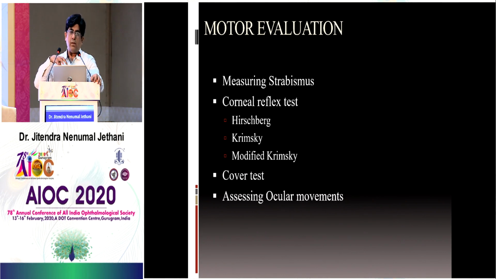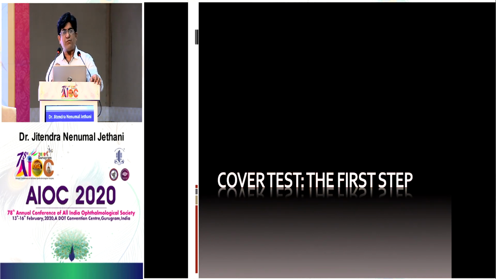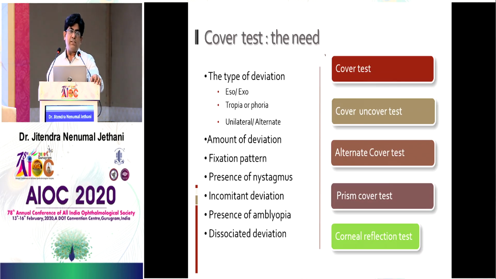Motor evaluation will encompass mainly the cover test, and the best part of the cover test is that this single first step gives you all this information. Sometimes, in the exam, they ask you to write a short note on what the cover test tells you. The cover test will tell you the type of deviation, whether it is foria, tropia, unilateral or alternate, the amount of deviation, and the fixation pattern. This fixation pattern will tell you whether there is a latent nystagmus, whether it is a concomitant deviation, depending on fixing right eye or fixing left eye, and the presence or absence of amblyopia and dissociated deviation. So nothing is left behind if you are good at observing what happens in the cover test.